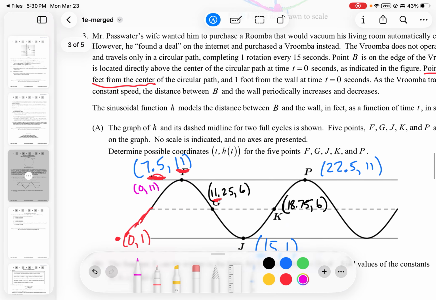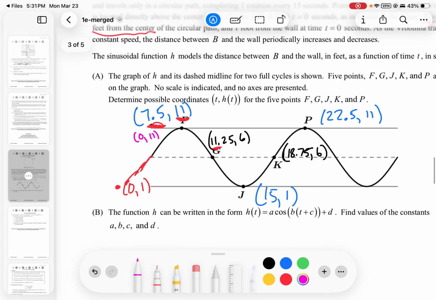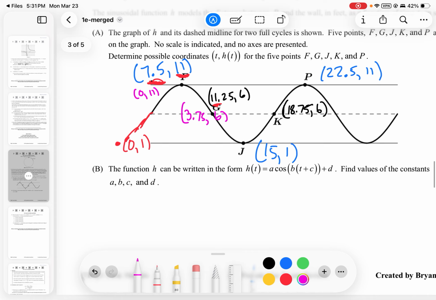So every time I go a fourth of the way around the circle, these answer choices would work as well. So this would be 7.5, comma 1. This would be 11.25, comma 6. And then this would be 15, comma 11. Both of these are possible sets. And we'll look at the scoring rubric in a second to talk more about that.